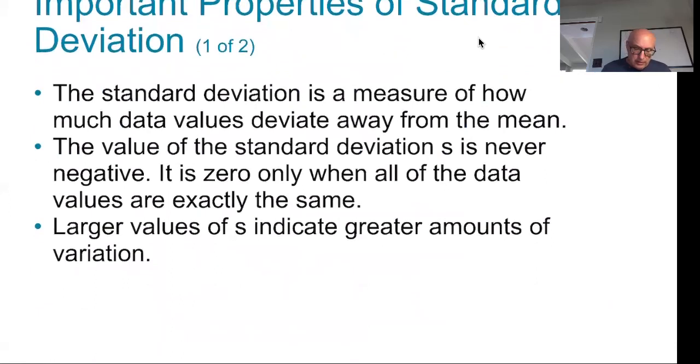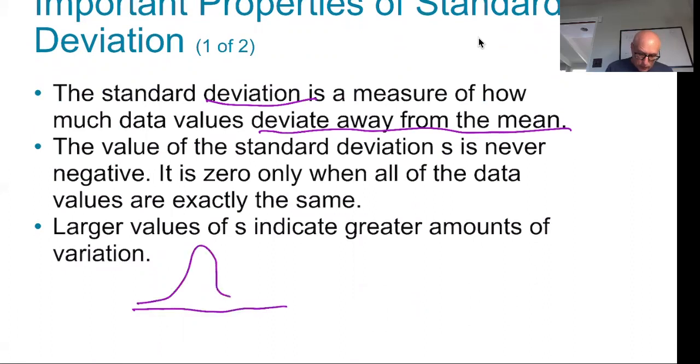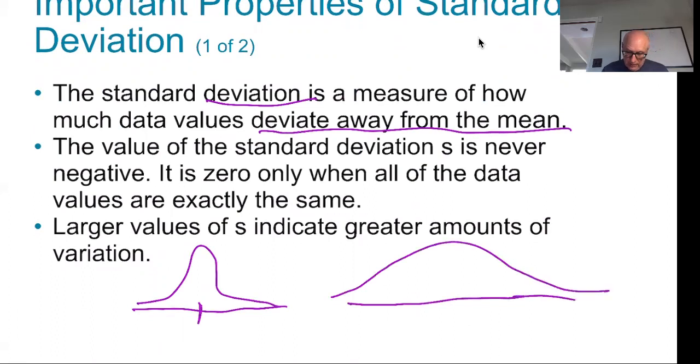This is it. The reason it's called deviation, it's how far do the data values deviate away from the mean. So if I had data like this, that's really tight together, and if I have data like this, which is really spread out, so if this is 1 and this is 2, your standard deviation for the data set 1 is going to be less than the standard deviation for data set 2.